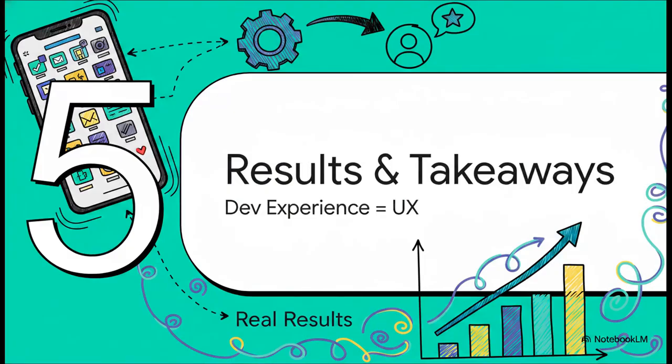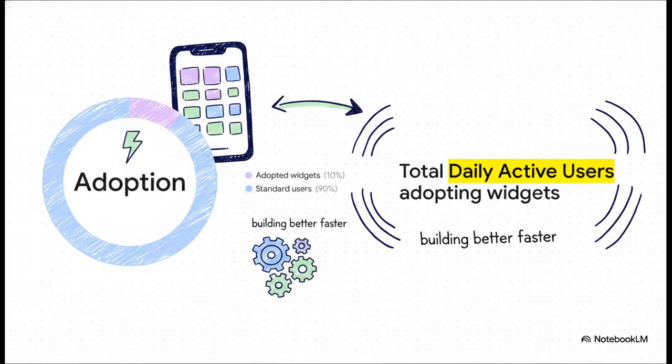Section 5. Real results and takeaways, where developer experience translates to user experience. So let's look at the payoff. The 1-2 punch of building a great widget quickly, combined with that smart in-app pinning strategy, worked wonders. A full 10% of their total daily active users adopted the widgets. Grabbing a tenth of your total daily audience right on their home screen, that is incredible for sustained engagement.